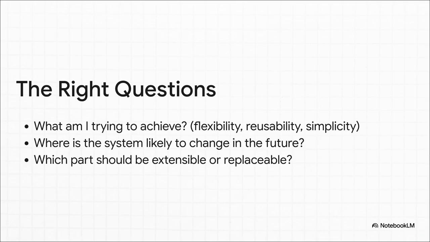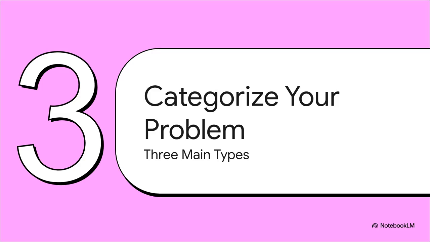Am I looking for more flexibility? Do I need to make this thing easier to reuse? Where do I think this code is going to have to change 6 months from now? Answering these questions shows you the shape of the lock. Okay, so once you've got a good handle on the what and the why of your problem, the next step is to categorize it. This is a huge help because it takes this giant universe of design patterns and narrows it down to a manageable size.